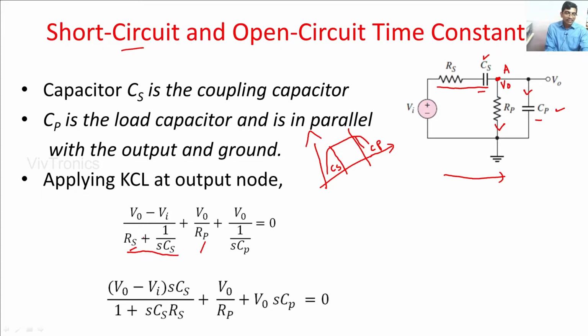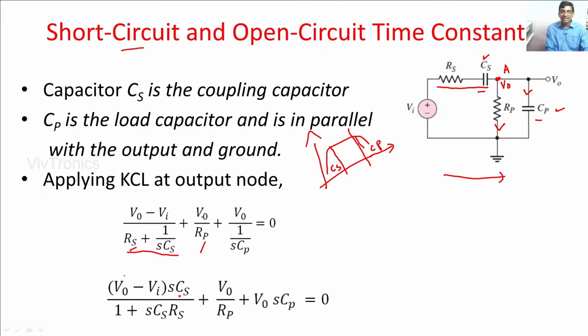Now we are going to take the LCM for Rs plus 1 by SCS, which is SCS multiplied with the Rs. Therefore 1 plus SCS Rs divided by SCS. SCS will go to the numerator and multiply the V0 minus Vi, and here we have V0 divided by Rp plus V0 into 1 by SCP, which goes to the numerator and becomes V0 into SCP, which is equal to 0.